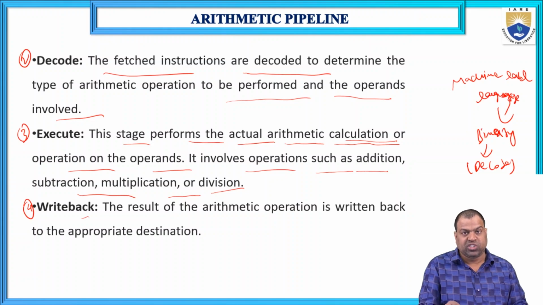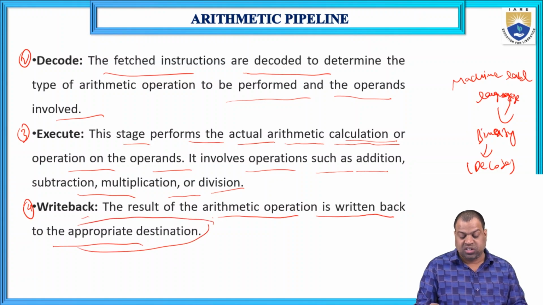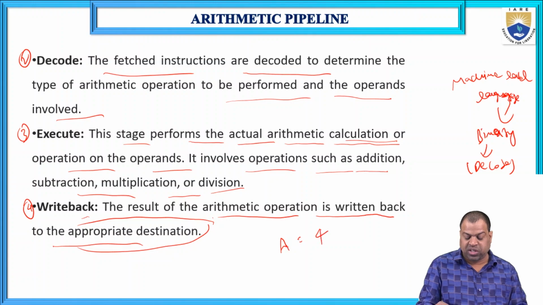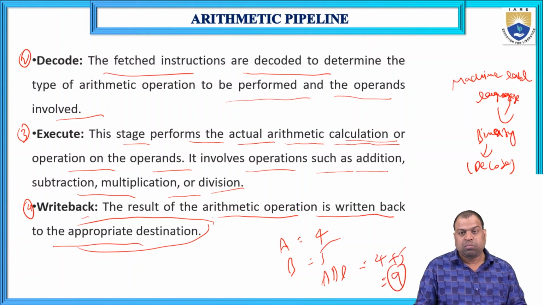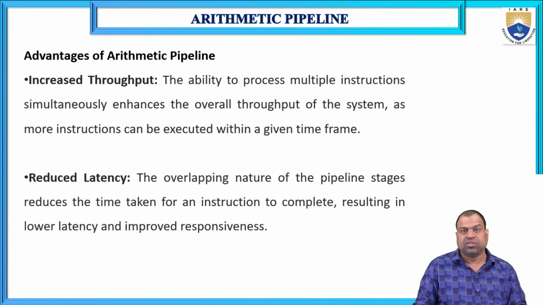After completion of execution, I have executed my operands or my instructions, then the result of the arithmetic operation is written back to the appropriate destination. So my execution is completed. What is the execution? Addition of 2 numbers. The result of the arithmetic operation is written back to the appropriate destination. Then they will ask what the value is. Suppose I am giving a equal to 4, b equal to 3. Add means 4 plus 3, so the result should come. So a write back operation is performed: we enter the inputs and we get the output. It is about the arithmetic instruction.